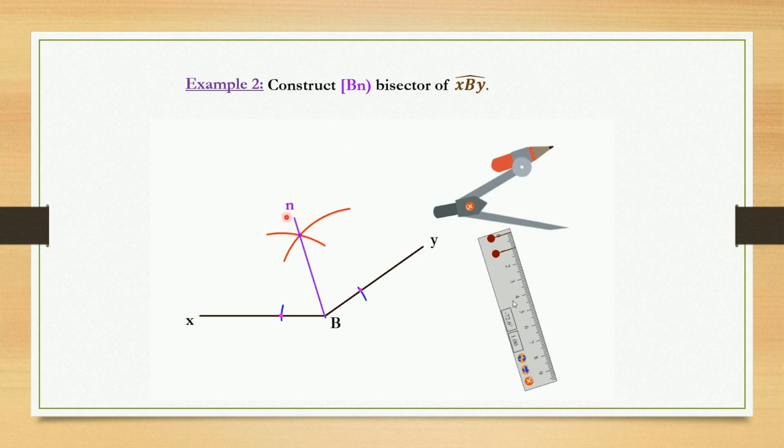It's the bisector of angle XBY. So angle XBY is divided into two equal adjacent angles, XBN and NBY. So XBN equals NBY equals XBY divided by 2, angle bisector effect.